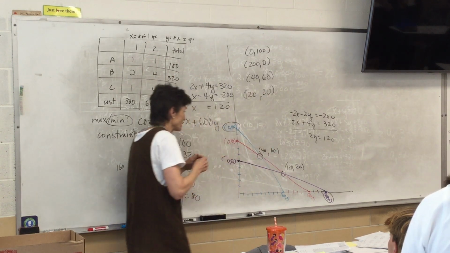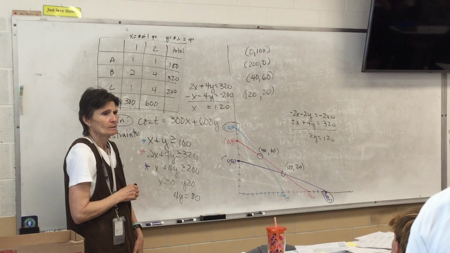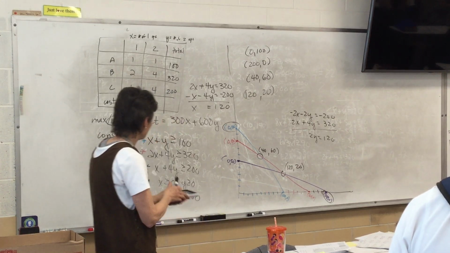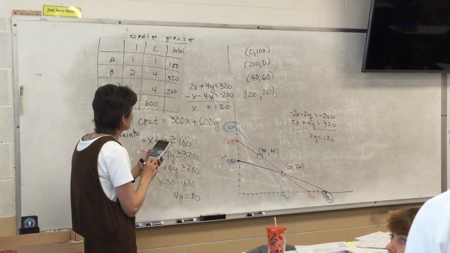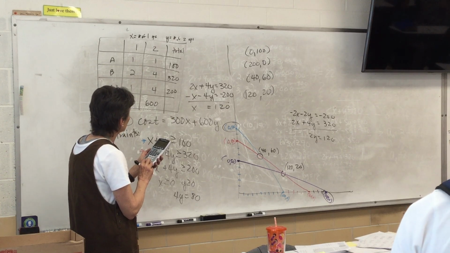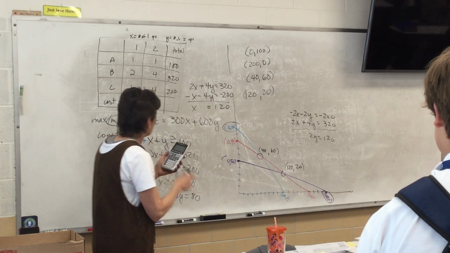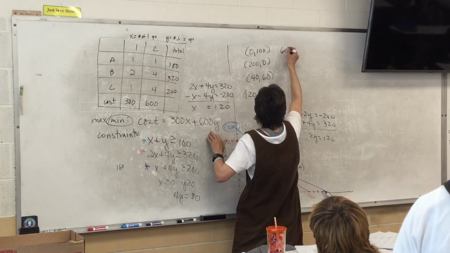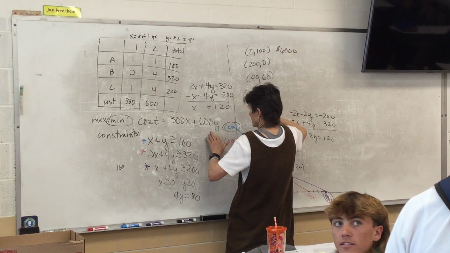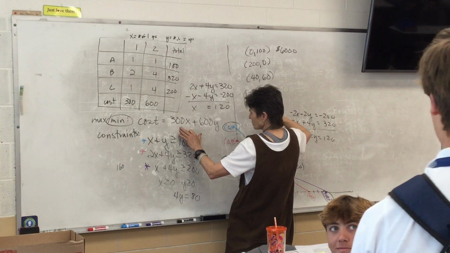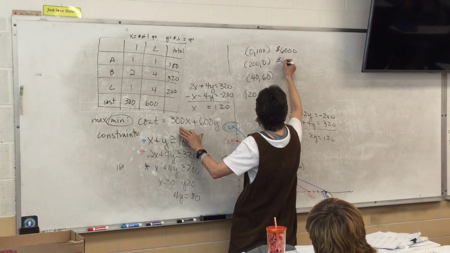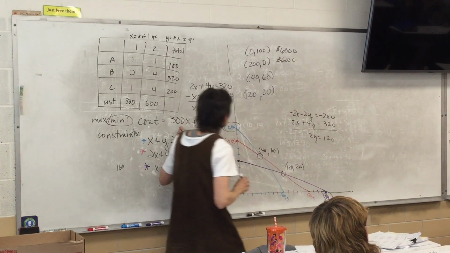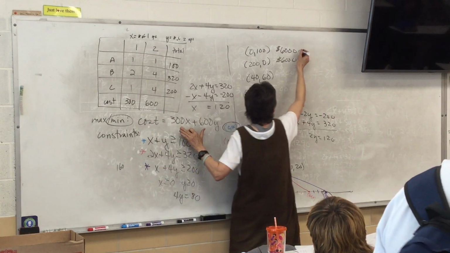All right, how do those points look? Good. All right, so then we gotta find the cost of each one of those points. So let's see. This one is gonna be 6,000. This one is also gonna be 6,000. Isn't it 60,000? Oh, 60,000?